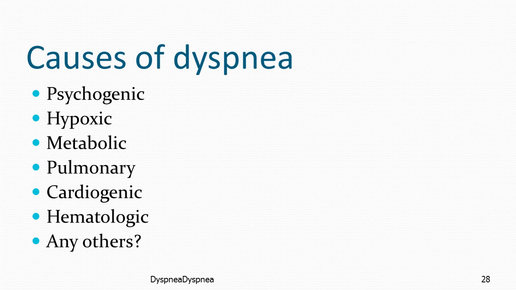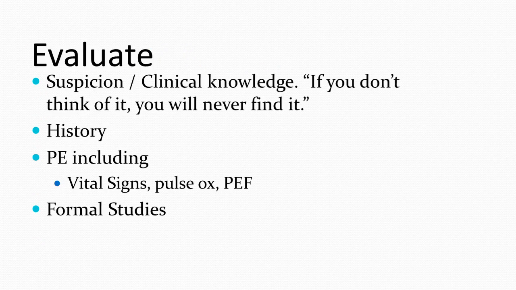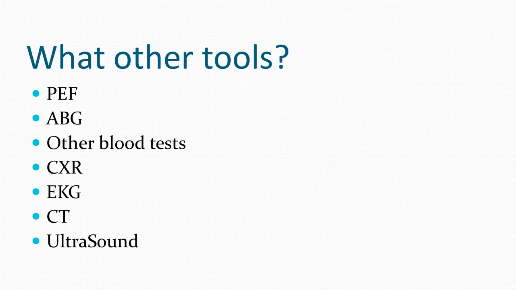So the causes could be psychogenic, hypoxic, metabolic, pulmonary, cardiogenic, hematologic, or any other. So one has to evaluate by taking history, physical examination, and performing formal studies. Pulmonary function testing, ABG, blood tests, chest X-ray, ECG, CT, and ultrasound are the common tests used in the diagnosis.